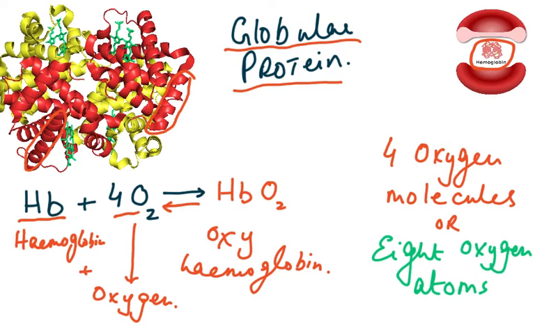and that iron combines with 4 oxygen molecules or 8 oxygen atoms, and this is a reversible reaction. In the lungs, oxyhemoglobin is formed. In the body cells, the oxygen is given up. That's why we say it's an unstable compound. In the body cells, the oxyhemoglobin gives up its oxygen so that the cells can use it for aerobic respiration.